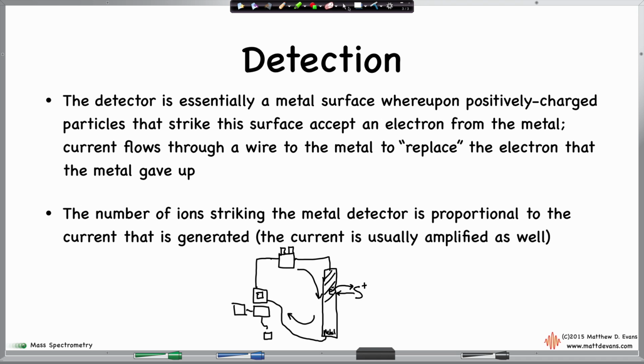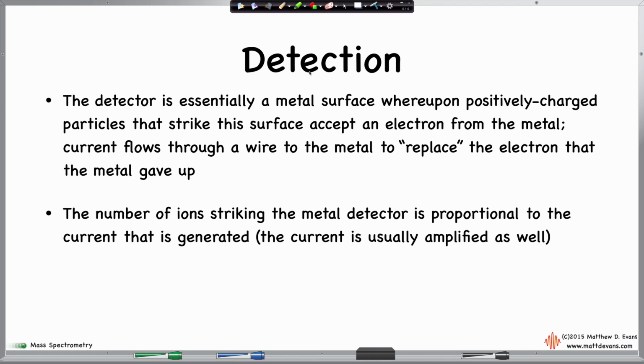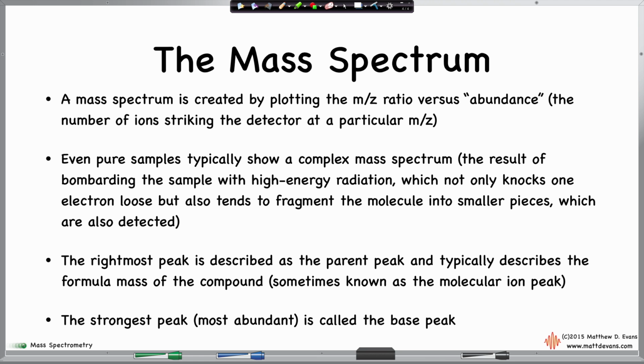All right, so let's carry on here and take a look at what else we can do. The mass spectrum itself is pretty simple to create. It's got two axes. On the x-axis, we've got the m/z ratio, the mass to charge ratio, and that's essentially the formula mass. And on the y-axis, we have abundance. I just said that the number of positively charged species that hit the detector creates a current, and that's really what abundance on the y-axis is, okay?